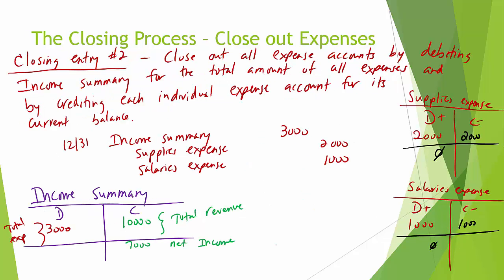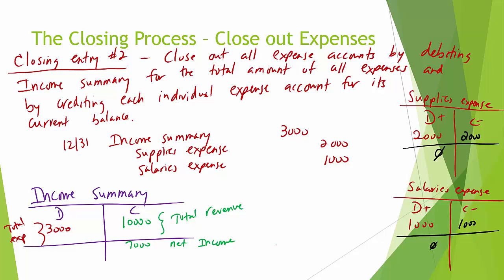Moving on to closing out expenses. Notice I set up two expense accounts here to make it very simple. We have a supplies expense, which has a debit balance of $2,000, and a salaries expense account with a debit balance of $1,000. So how do we do this? To close out all expenses, we debit income summary for the total amount of all expenses. So in this case, we know supplies expense and salaries expense comes out to be $3,000. So we debit that for $3,000.